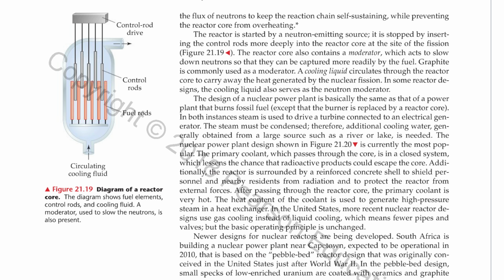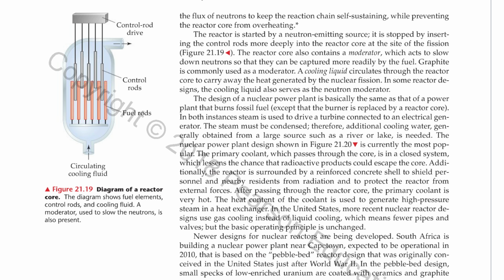A cooling liquid circulates through the reactor core to carry away heat generated by the nuclear fission. In some reactor designs, the cooling liquid also serves as the neutron moderator. The design of nuclear power plants is basically the same as that of a power plant that burns fossil fuels, except that the burner is replaced by a reactor core. In both instances, steam is used to drive a turbine connected to an electrical generator. The steam must be condensed, therefore. Additionally, cooling water, generally obtained from a large source such as a river or lake, is needed.